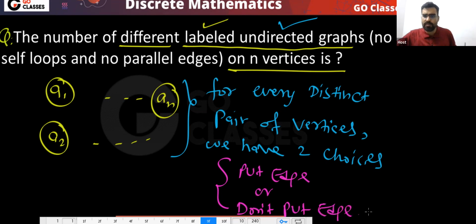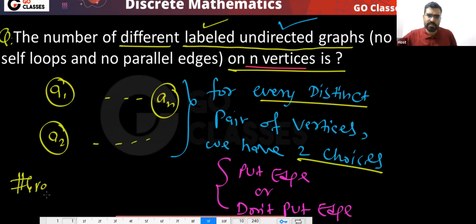Either you put an edge between them or you don't, because you already have n vertices. Now for every two vertices, if I take these two vertices, I have two choices. Either I make them adjacent or I don't make them adjacent. Either I put this edge or I don't put this edge. For every distinct pair of vertices, these are the two choices we have.